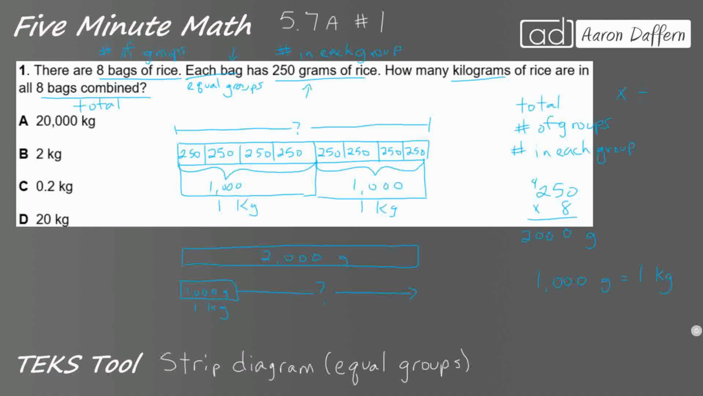When we look at it that way, 1,000, 2,000, there's only going to be 2 kilograms. So either way you look at it, our answer is going to be B, 2 kilograms.